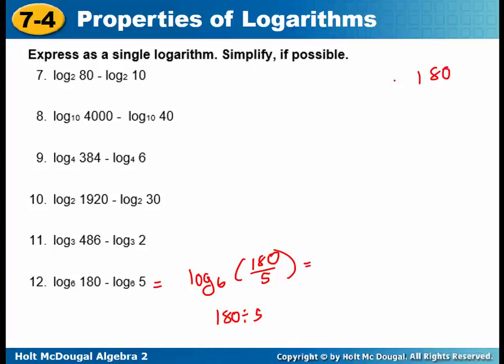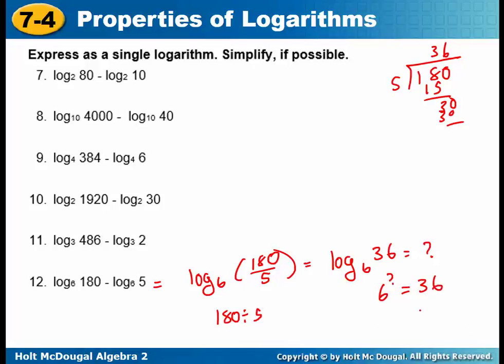So 180 divided by 5, that goes in there 3 times, and 6. So 36. So this is the same as log base 6 of 36. And we're looking for what exponent would that be. So 6 to the what power is equal to 36, and of course 6 squared is. So this is equal to 2. And the rest of those will be done the same way.